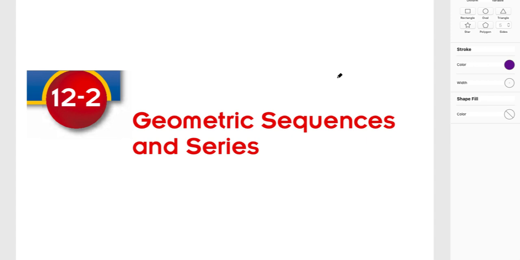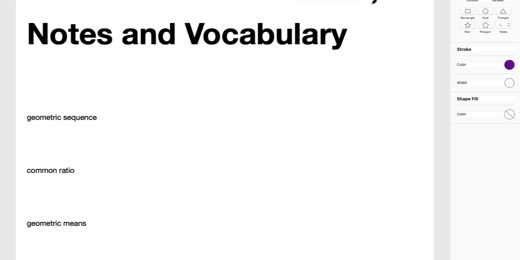Guys, we're looking at section 12.2 and we're going to be talking about geometric sequences and series. So our notes and vocabulary today are going to consist of, the first one is geometric sequence. So what is a geometric sequence?